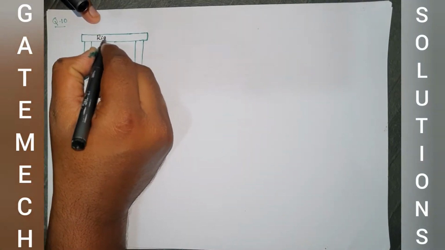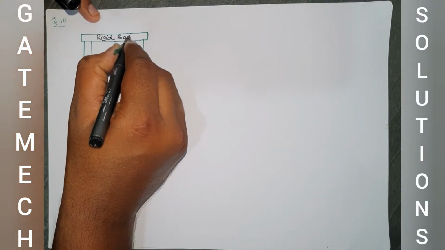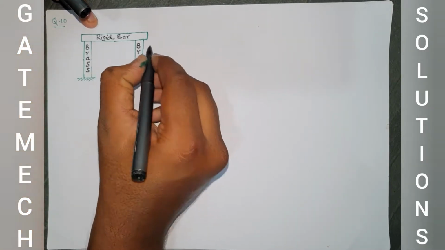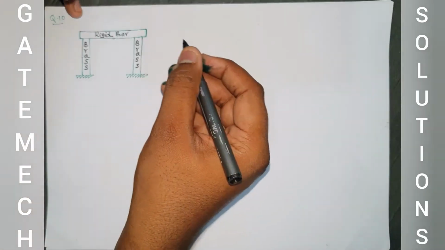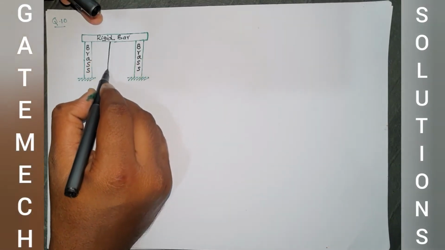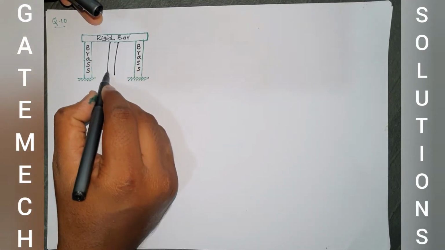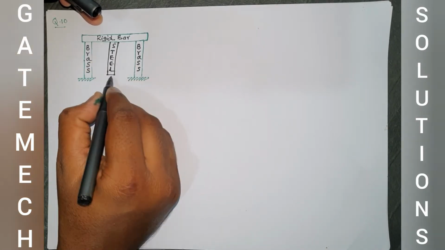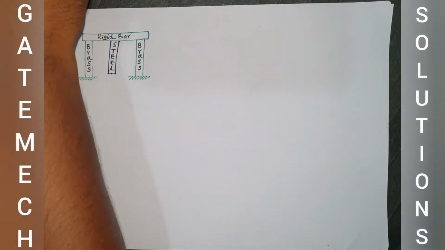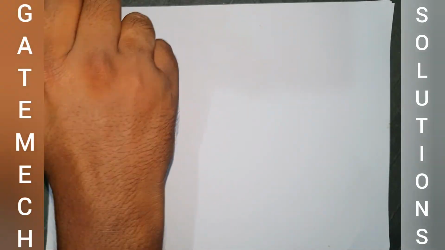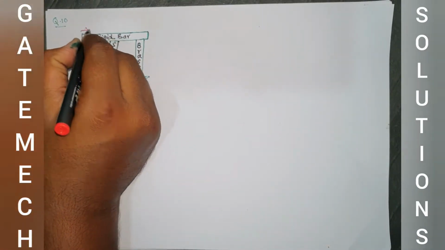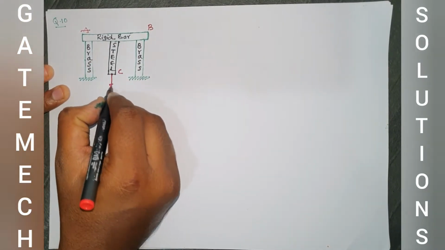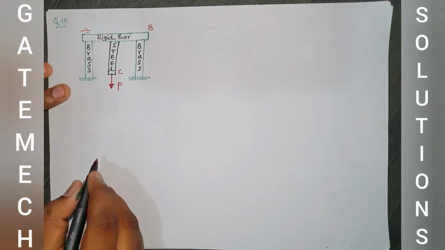This is the rigid bar. These two are brass materials, which seem to be columns. Exactly at the middle, there is another member which was connected, which is made up of steel. Now, for the rigid bar, these 2 points are taken as A and B, and this point I am taking as C. Exactly at point C, there is a concentrated point load which is acting with the magnitude of P.